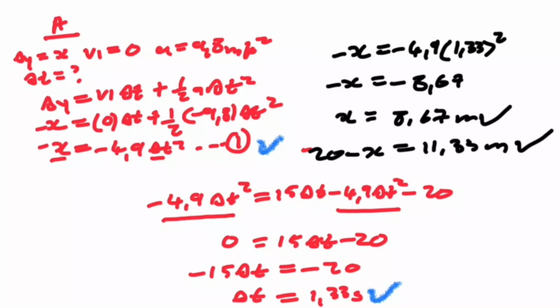But what if the balls are not thrown at the same time? What if one between the two balls is thrown a second later? How do we deal with such a problem?